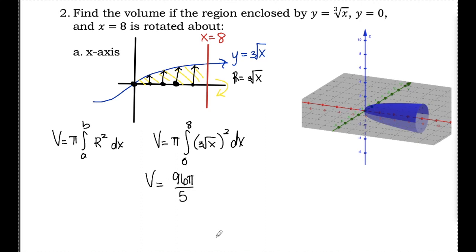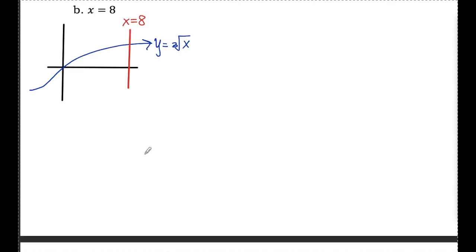Let's look at the same region, but rotate it around a different axis. So for part B, I'm going to take this same region, bounded again by the cube root of x, x equals 8, and the x-axis. But this time, I'm going to rotate it around the line x equals 8. So now you're imagining each of these pieces, maybe a piece in here, rotating around horizontally in this fashion, and you'll get a little dome shape that's sitting on top of the x-axis.